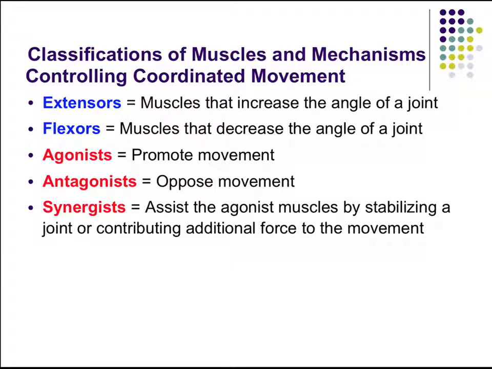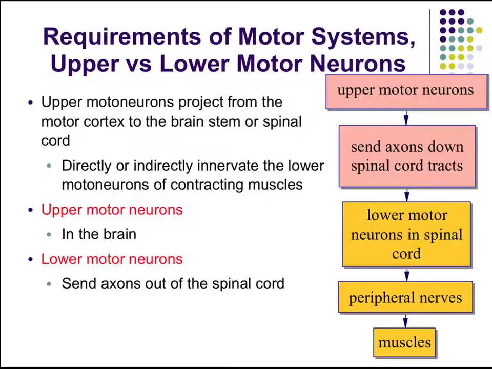So they're going to work together. Antagonists oppose movement. So your biceps and your triceps would be antagonistic muscles because one flexes and one extends. And then synergists are going to assist the agonist muscles by helping to stabilize the joint or contributing to additional force for the movement. So just some terminology.